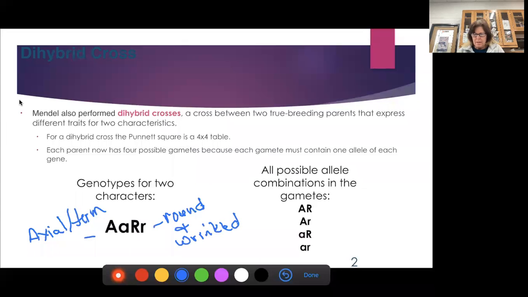All right. So when we do this, I always say we FOIL it. So we're looking at what are the possible combinations of gametes that we can have. Well, I could have big A and big R. I could have big A and little r. I could have little a and big R, and I could have little a and little r. So I have 4 possible gametes that I can have because they're going to independently assort. We talked about the law of independent assortment.